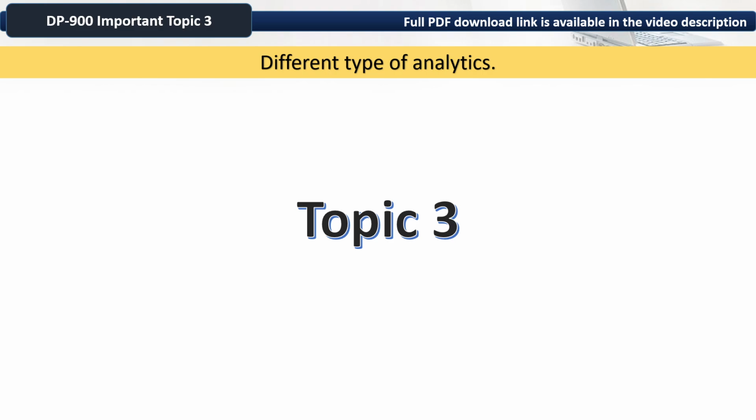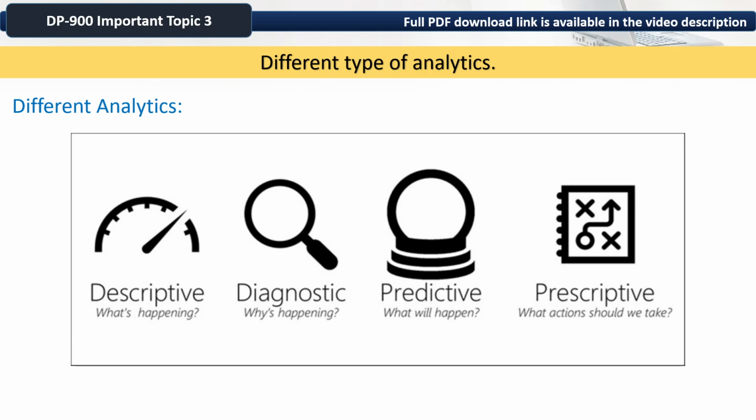To the next topic, different types of analytics. Here is a simple diagram showing four main different types of analytics. First is descriptive, that tells us what is happening. Second is diagnostic, that tells us why it is happening. Then we have predictive, that tells us what will happen. And in the end, we have prescriptive, that tells us what actions we should take.